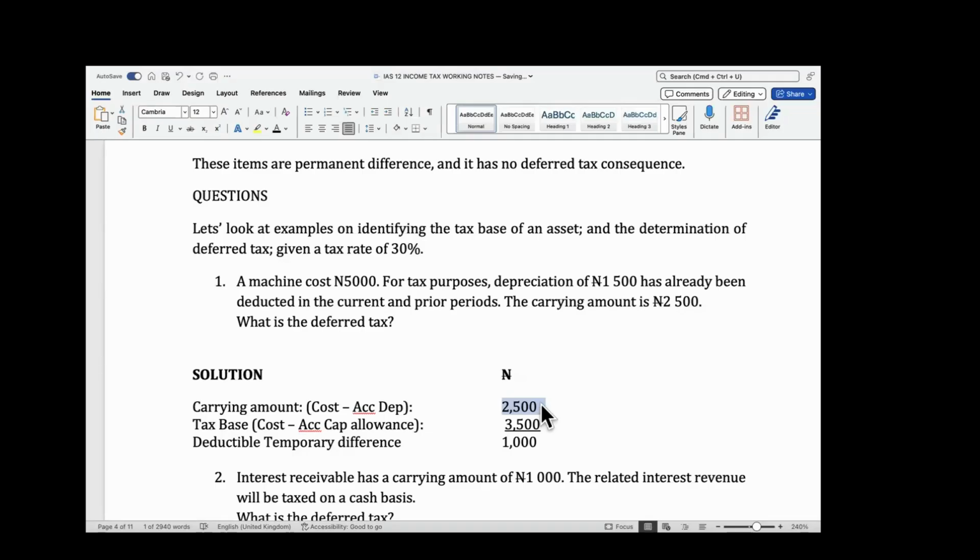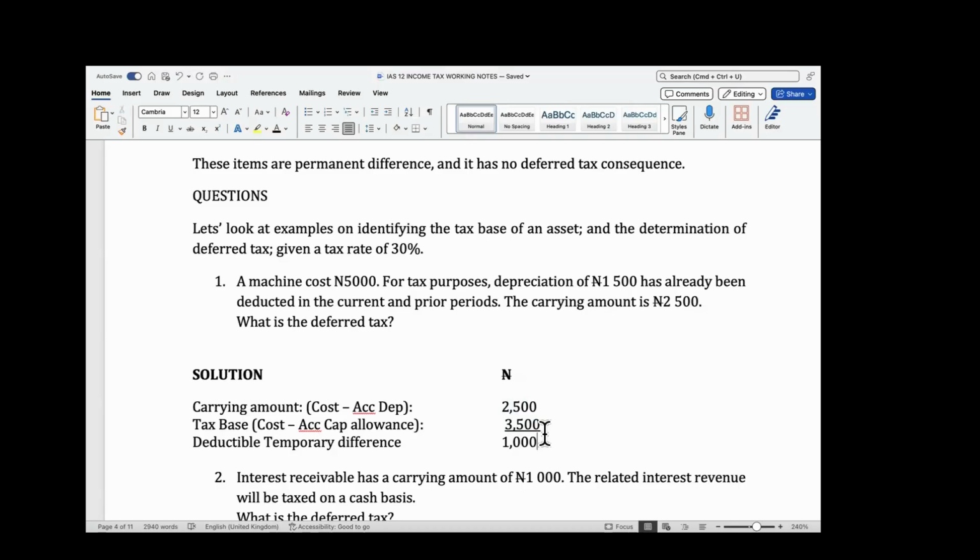But the taxman does not recognize or will not allow that depreciation. The taxman is saying, okay, I'm going to give you 3.5. So on the basis of this, I'm going to enjoy an additional deduction of 1,000 in the future because of this temporary difference. I'm saying 2.5 in my books, that's what we show in my books, but the taxman is going to give me 3,500 deduction in the future. So I'm going to have an extra deduction over what I've recognized in my books by 1,000. That's how I need you to understand it.